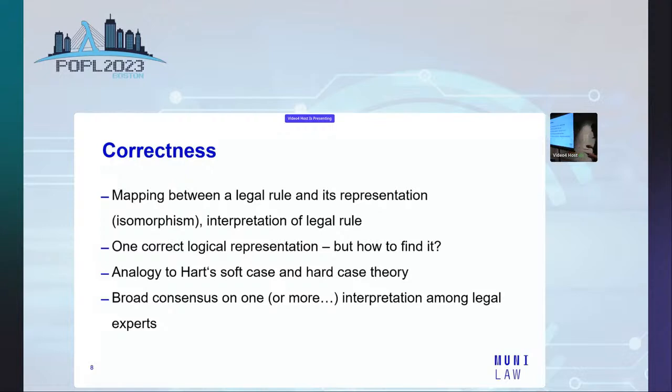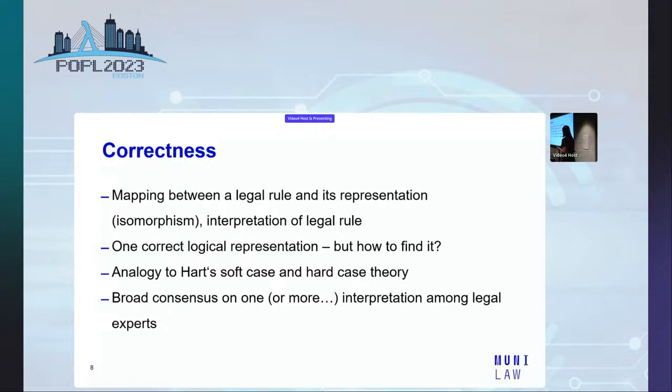So we decided to take an analogy from Hart's theory of easy and hard cases. Although the theory is focused on cases that go to court, basically it means that the majority of cases are easy and should be solved by a very straightforward interpretation of a legal rule or the law. And there's a small part of cases that are harder, more abstract, and require much more knowledge and thinking about the case, and a more complex interpretation of the applicable law.